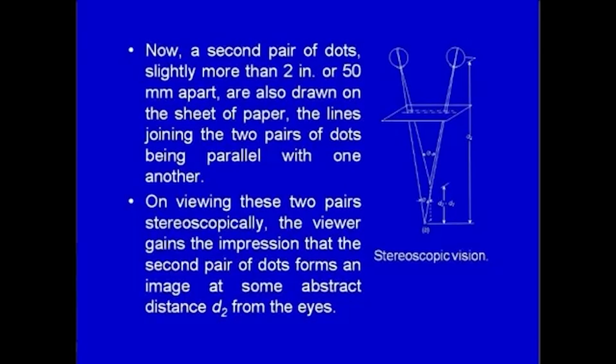Now, a second pair of dots slightly more than 2 inches or 50 millimeters apart are also drawn on the sheet of paper, the lines joining the two pairs of dots being parallel with one another. On viewing these two pairs stereoscopically, the viewer gains the impression that the second pair of dots forms an image at some abstract distance d2 from the eye.